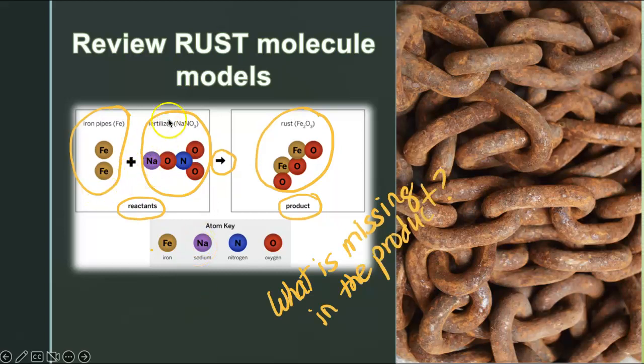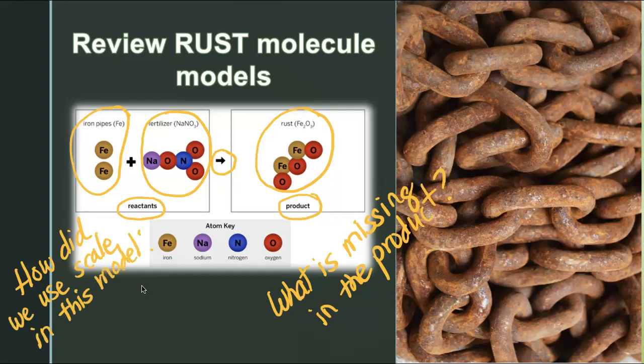Remember what I told you about how all the atoms on this side of the arrow must equal the atoms on this side of the arrow. And so as you can see, we are missing, you guessed it, an N for nitrogen and Na for sodium on this side. So we know that there's something else. So how did we use scale in this model? Did we scale up, or did we scale down? Well, we definitely scaled up because we couldn't see the atoms unless we drew them bigger, right?